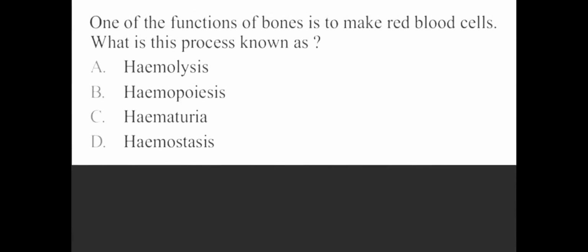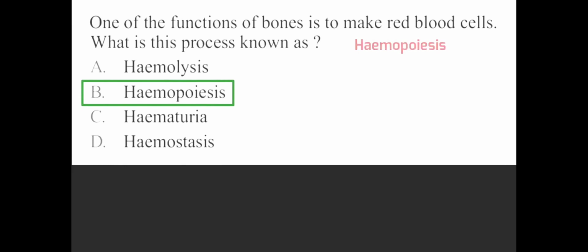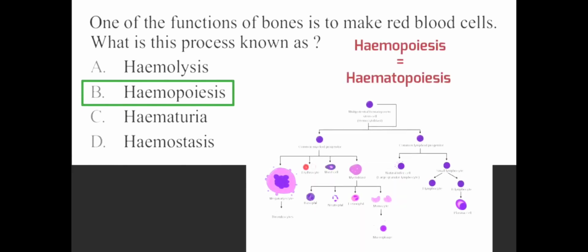One of the functions of bones is to make red blood cells. What is this process known as? A. Hemolysis. B. Hemopoiesis. C. Hematuria. D. Hemostasis. And the correct answer is B. Hemopoiesis. Hemopoiesis is also known as hematopoiesis. It is a process through which the body manufactures blood cells. It begins early in the development of an embryo, well before birth, and continues for the life of an individual.